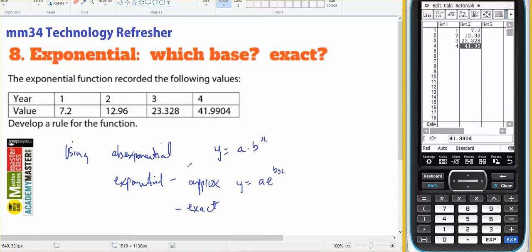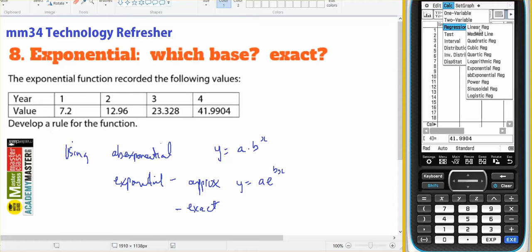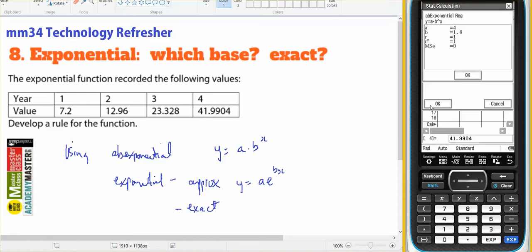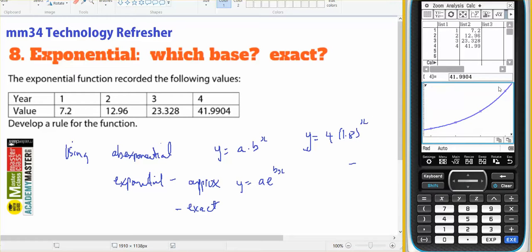Okay, so I'm going to use ab exponential first. So calculate, regression, ab exponential. I could use exponential regression, but I'll use ab exponential regression first. Yes, my x list is list 1 and my y list is list 2. Okay, and there's my answer. a equals 4 and b equals 1.8. So we've got y equals 4 times 1.8 to the power of x. And okay, and it draws it for me.